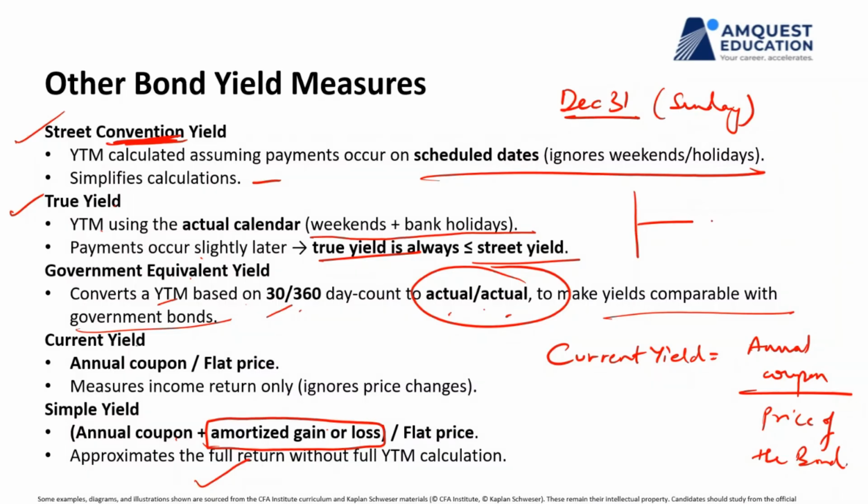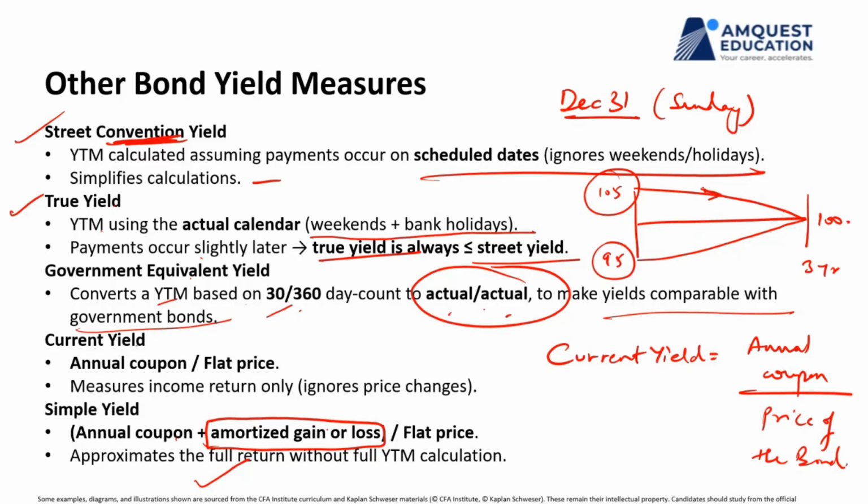Remember, yesterday we talked about a graph, the pull to par graph. We said you can start at 105 rupees, or you can start at 95 rupees. The bond can be at a discount or at a premium, but by the time maturity comes in 3 years, it will retire at par value of 100. So this reduction in value from 105 to 100, or increase in value from 95 to 100, is called amortization gain or loss. That is typically added to the annual coupon and divided by the price of the bond to calculate what is called the simple yield.